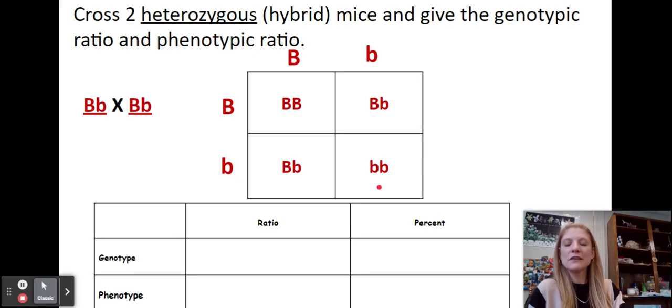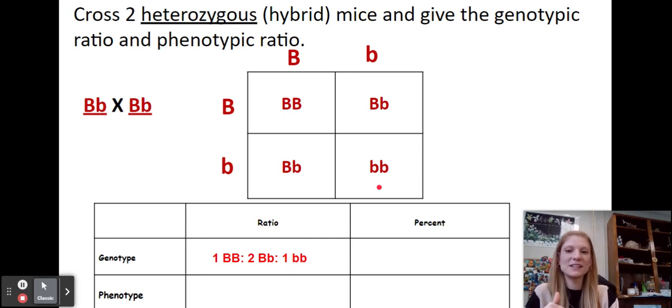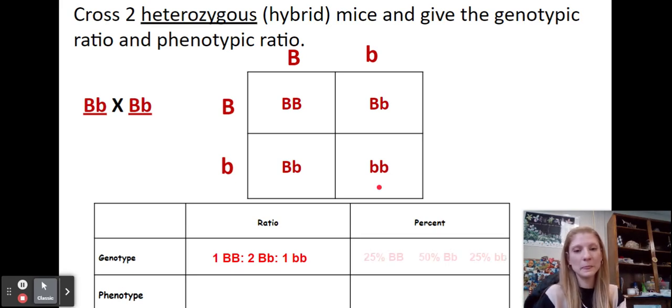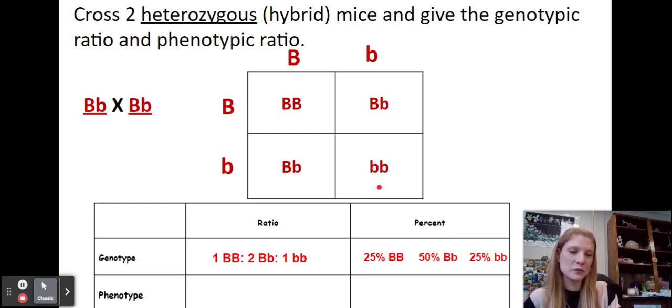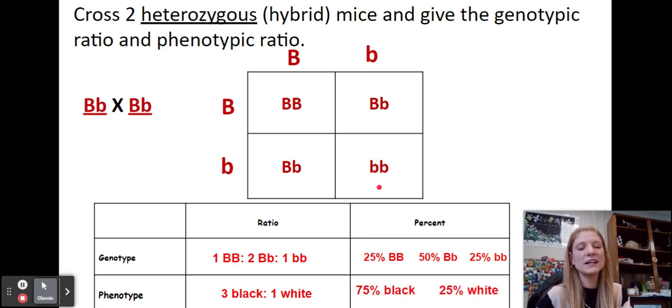For our genotypic ratio, we do have one big B, one homozygous dominant, compared to 2 heterozygous, compared to 1 homozygous recessive. So we get a 1 to 2 to 1 ratio. And for percentages, 25% are homozygous dominant, 50% are heterozygous, and 25% are homozygous recessive. For phenotype, remember, we're just comparing black fur to white fur. We've got 3 black fur to 1 white, or 75% black to 25% white.